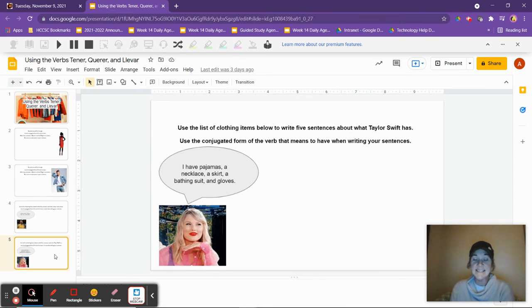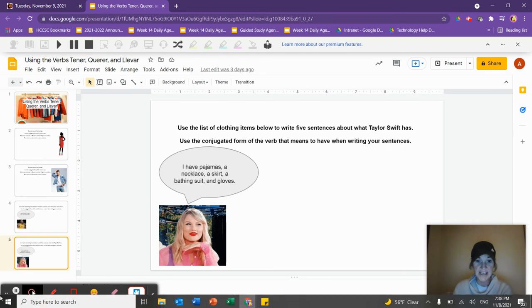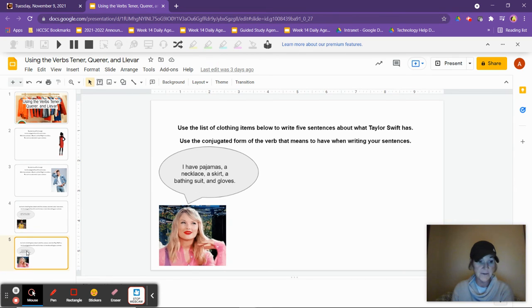The next slide is very similar, but this time Taylor Swift is your subject. You're going to use the conjugated form of the verb that means to have, because this time you are writing about what Taylor Swift has. So you'll want that conjugated form. Remember, Taylor Swift is the subject, or ella, and then the list of items that she has are right here. Okay, remember to write 5 separate sentences. In these 2 sentences for slide 4 and for slide 5, you do not need to use color. You can if you'd like to, but that is not a necessary requirement.